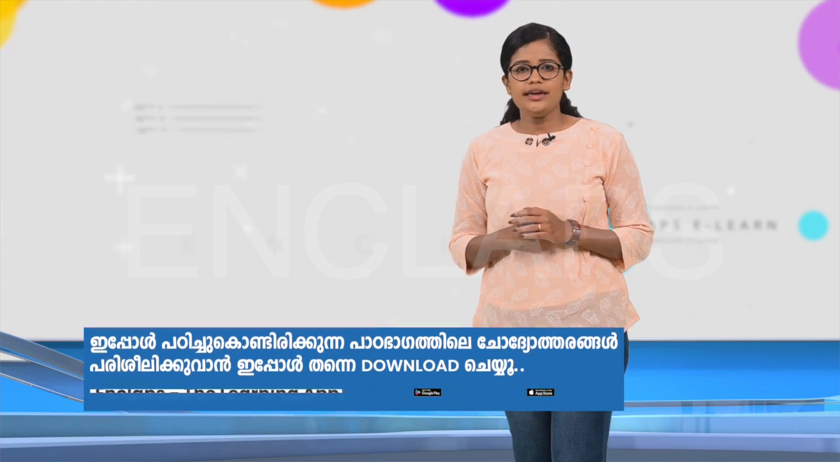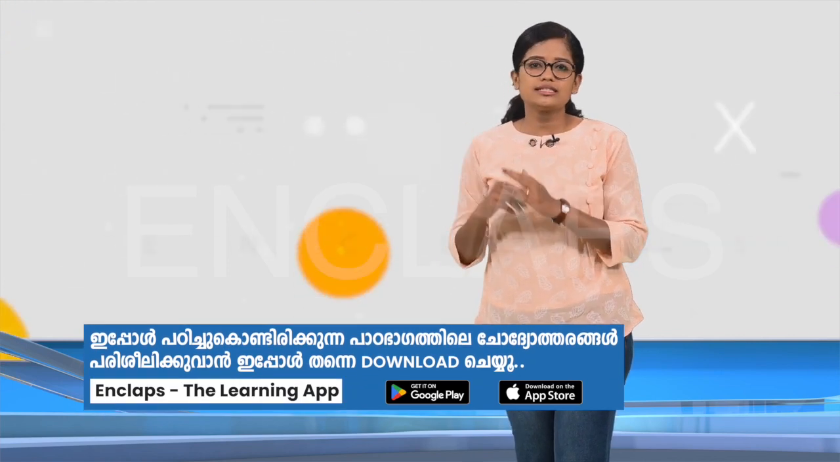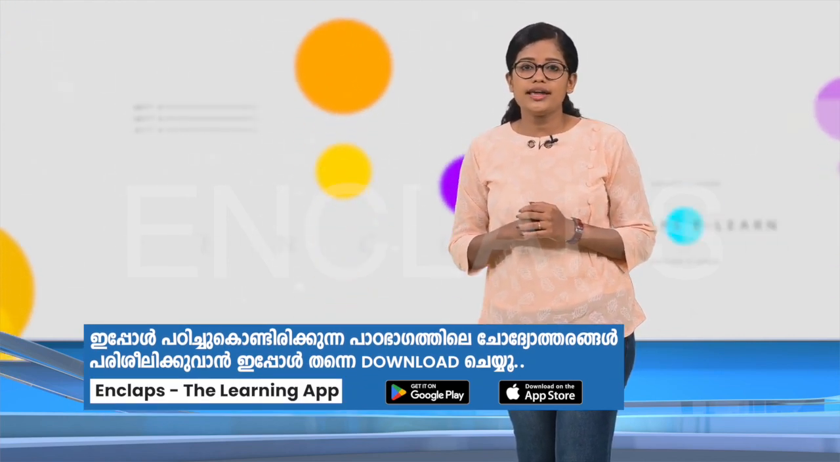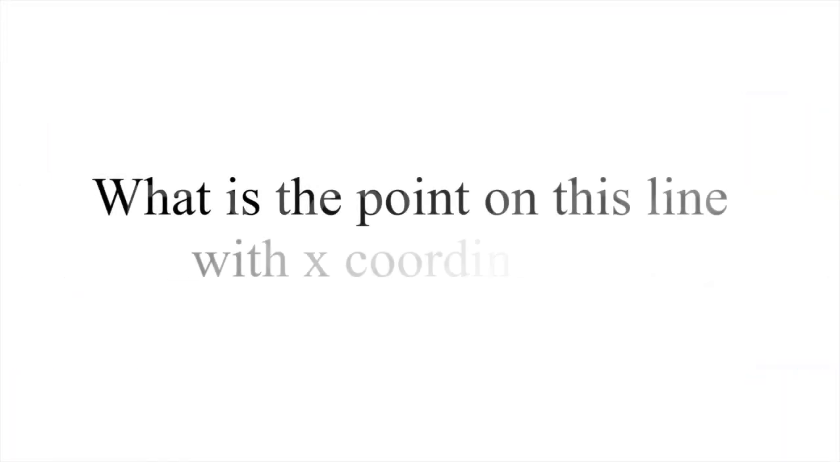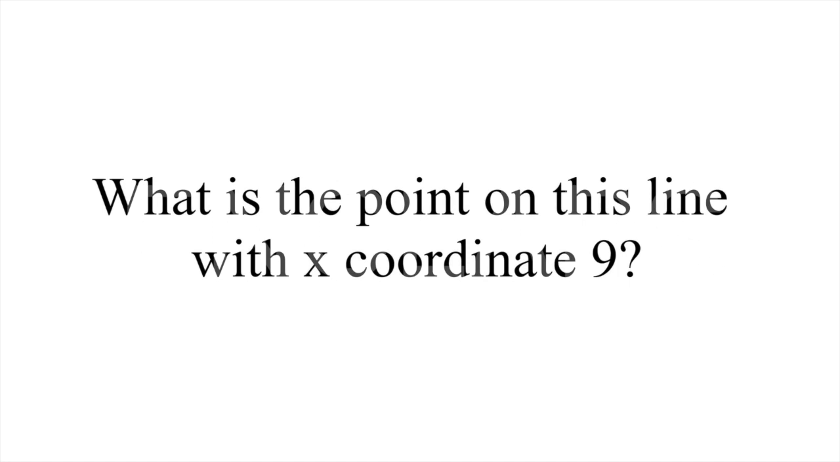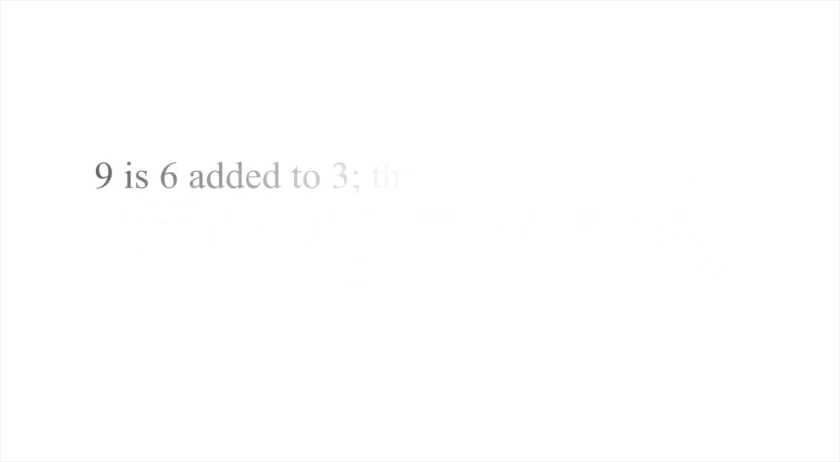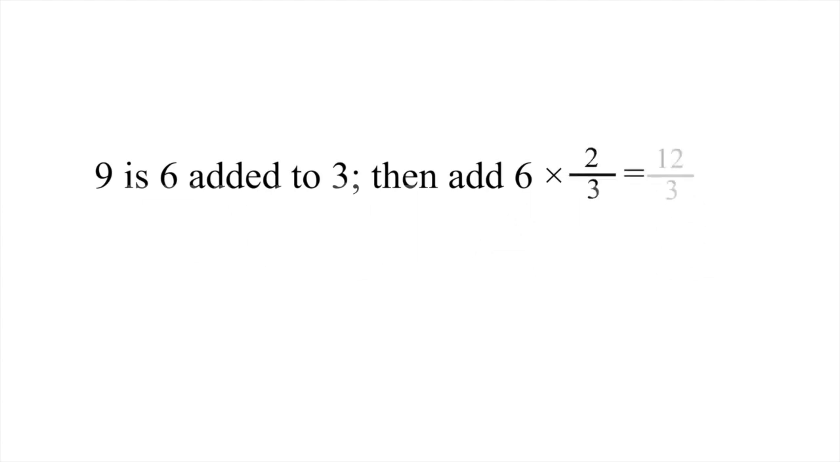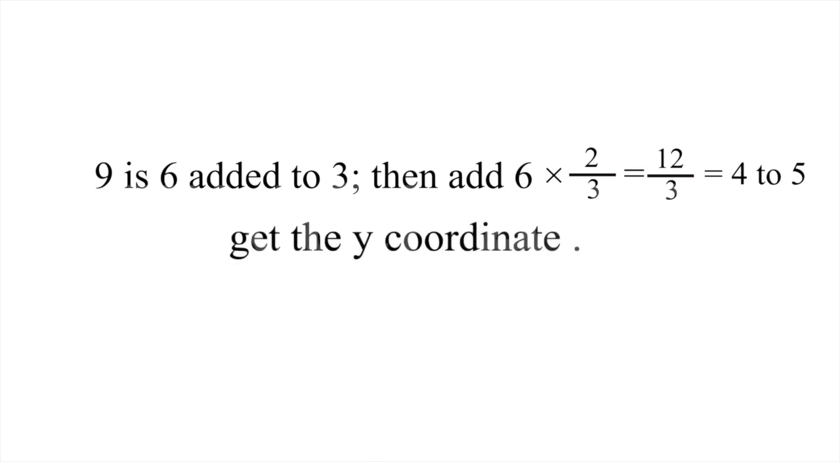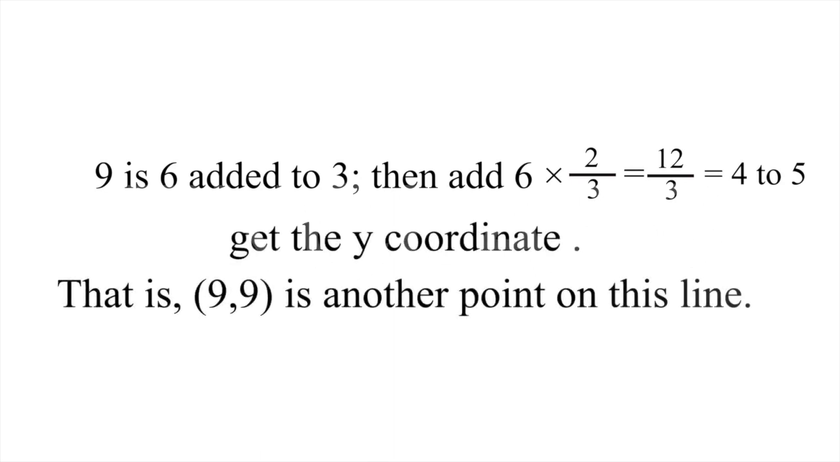In the same way, we can find a point on this line with its x coordinate any number we choose. For example, what is the point on this line with x coordinate 9? 9 is 6 added to 3. Then add 6 into 2 by 3 equals 12 by 3 equals 4 to 5 to get the y coordinate. That is, 9, 9 is another point on this line.